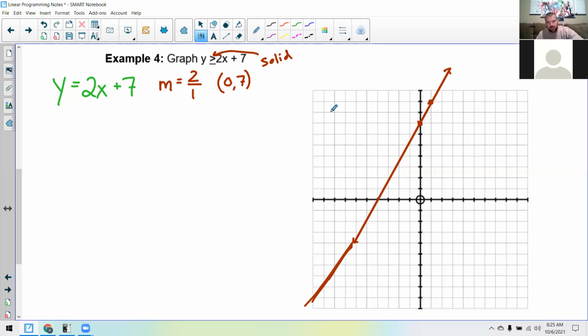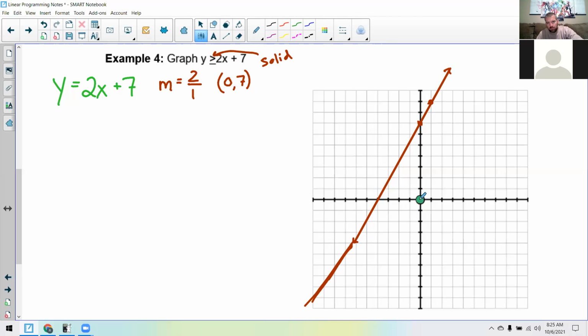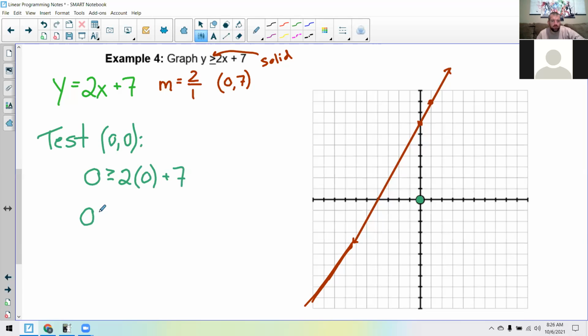Now I don't know if it's this side or the left side, so I'm going to test 0, 0. Plugging in 0 for y and 0 for x, I get y, or 0, is greater than or equal to 2 times 0 plus 7. I get 0 is greater than or equal to 0 plus 7. 0 is greater than or equal to 7. 0 is not greater than 7. So that's a false statement.